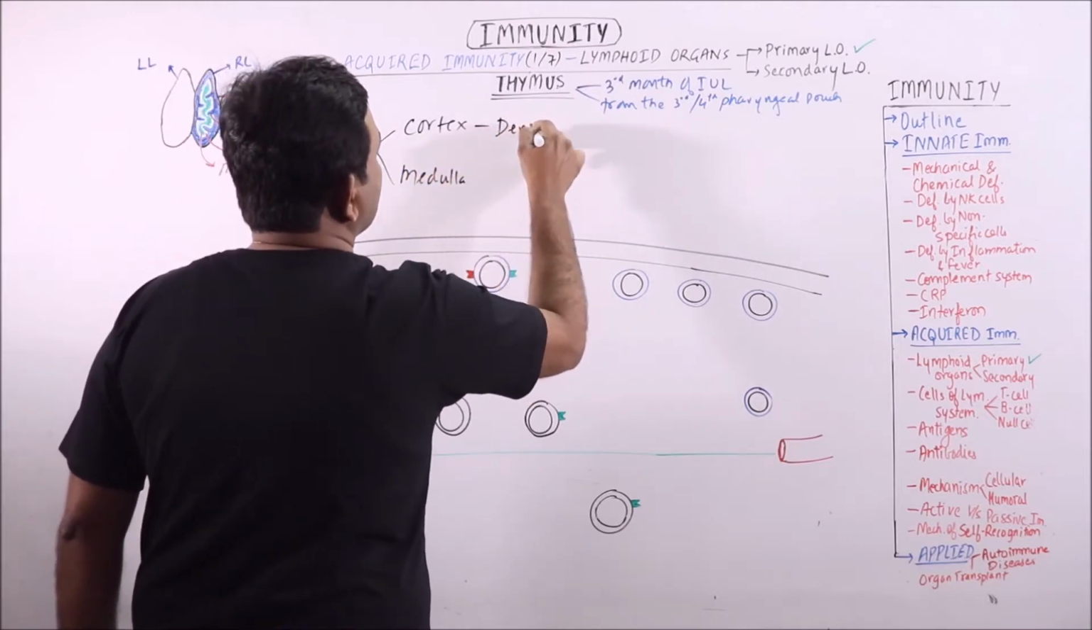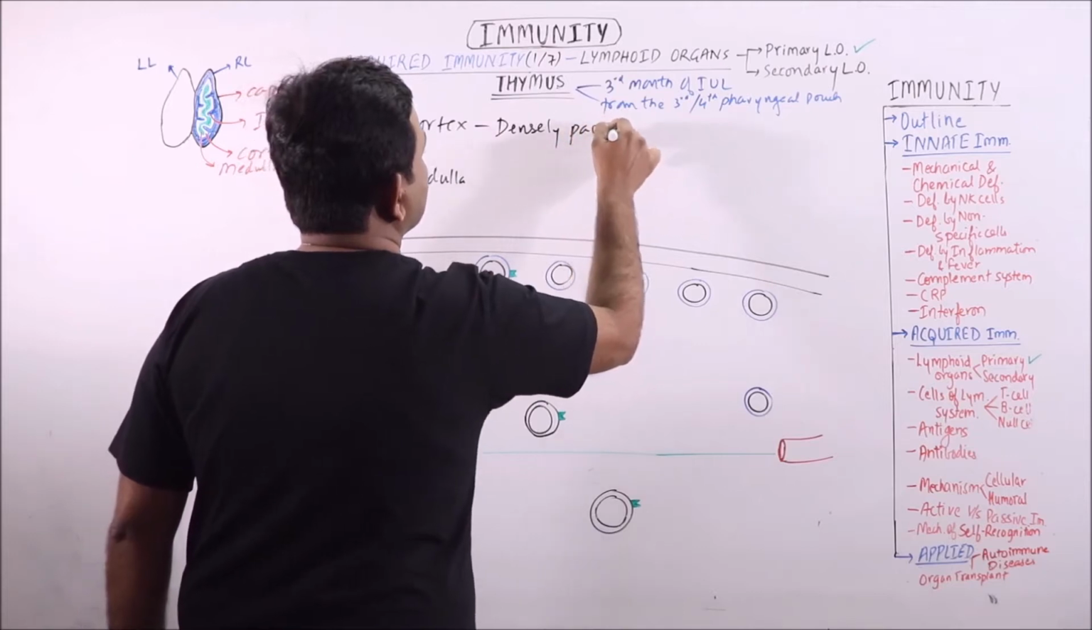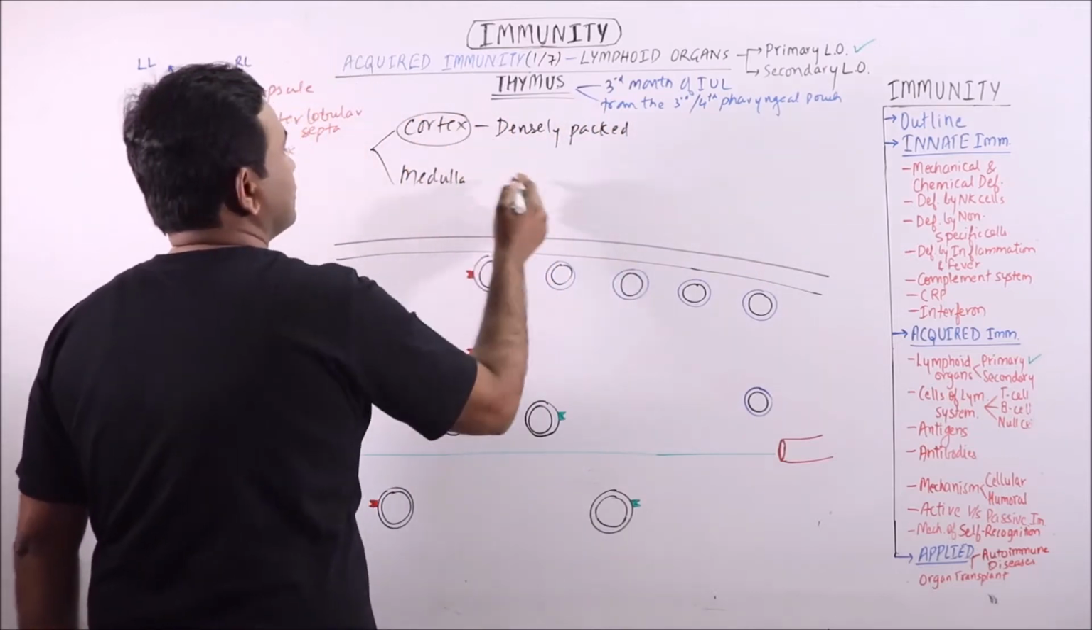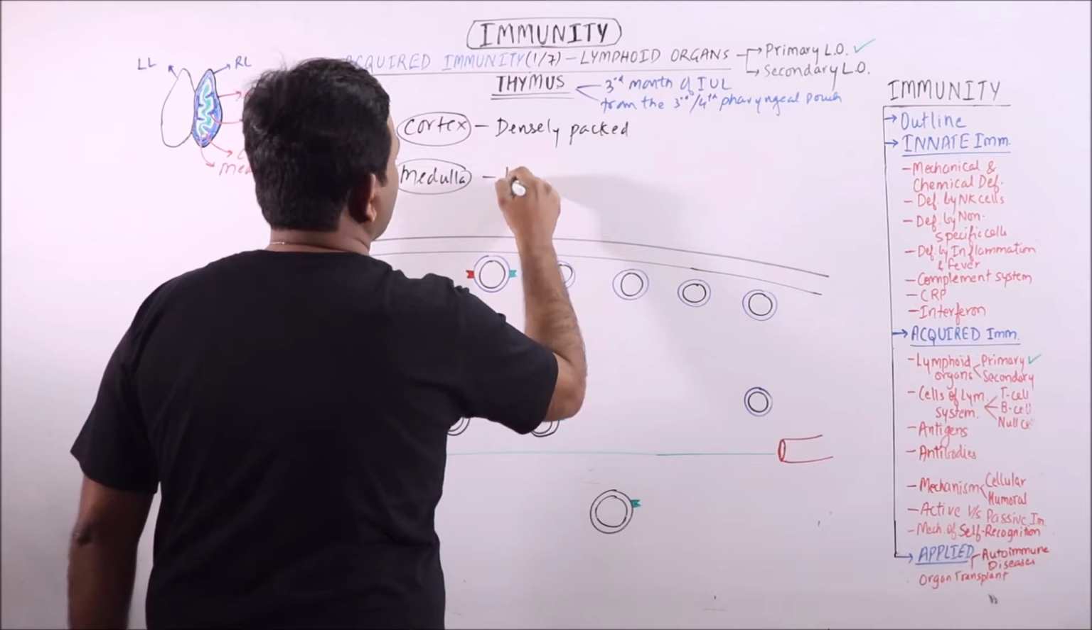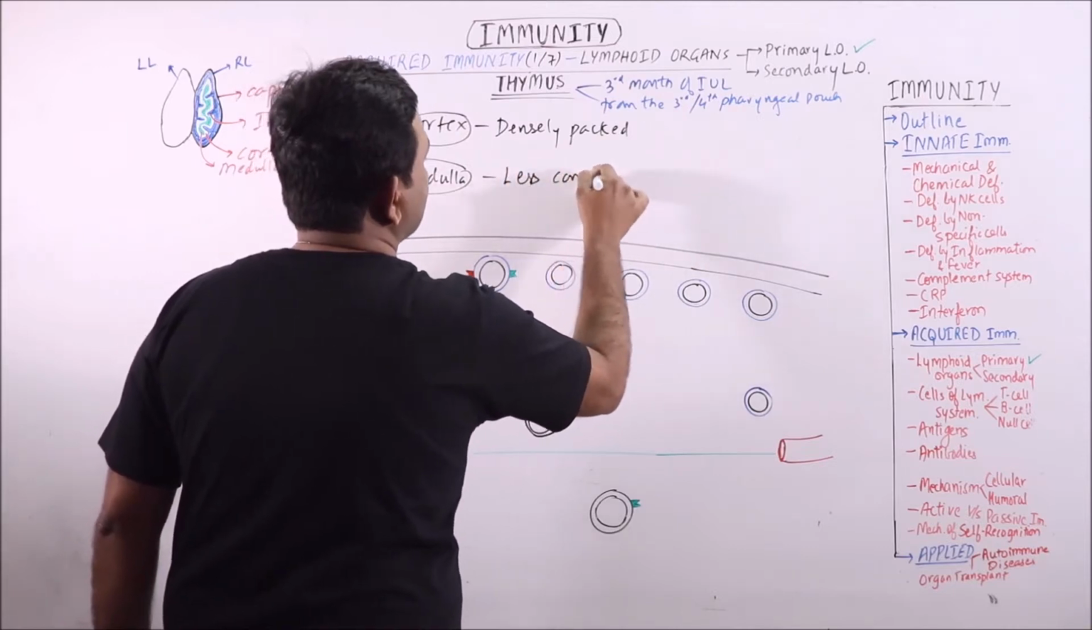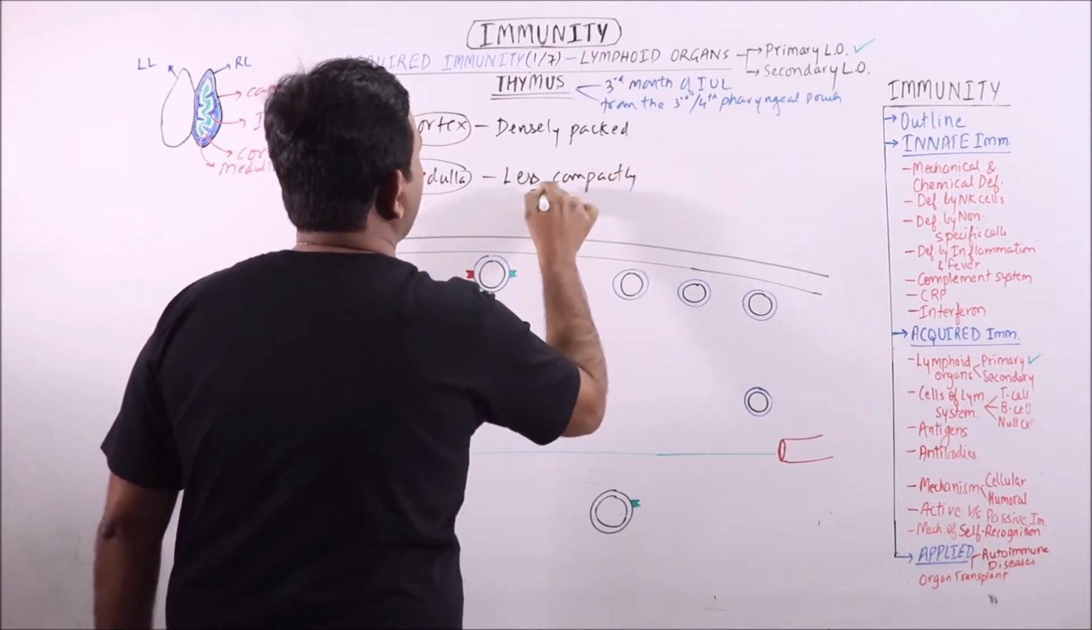Now, thymus is divisible into cortex and medulla. Cortex is densely packed, while medulla is less compact or less compactly packed.